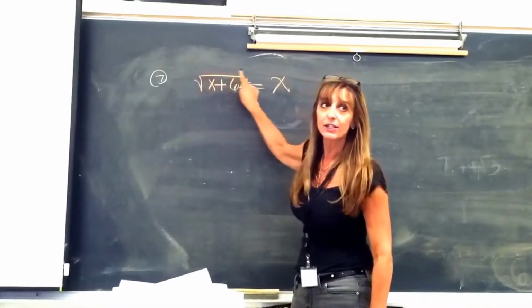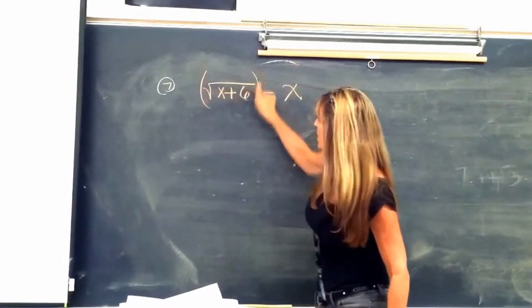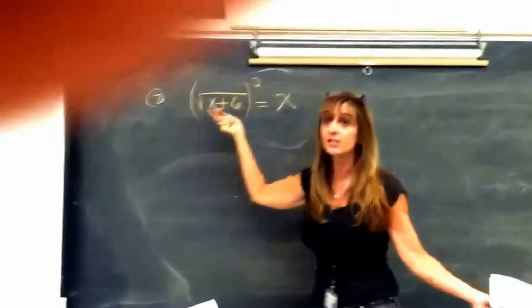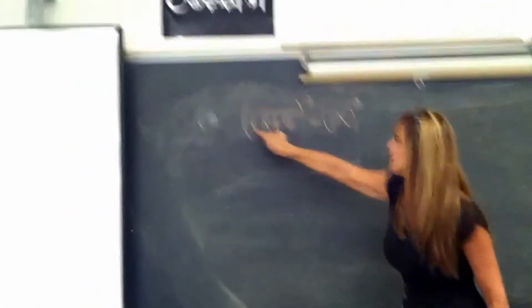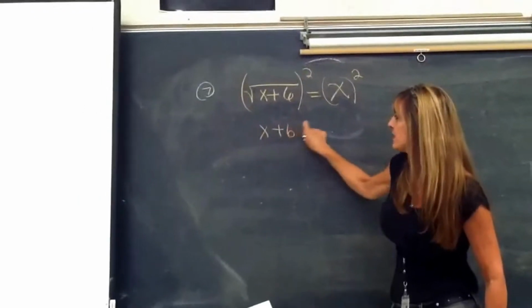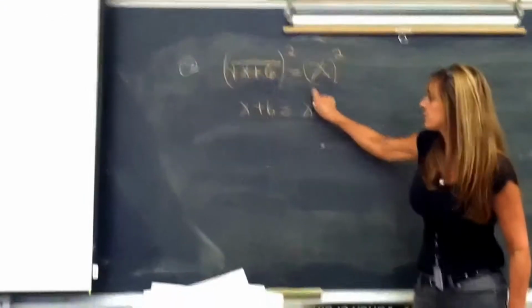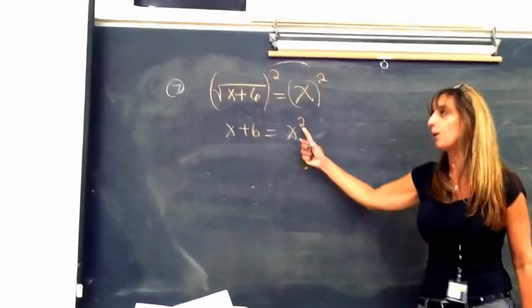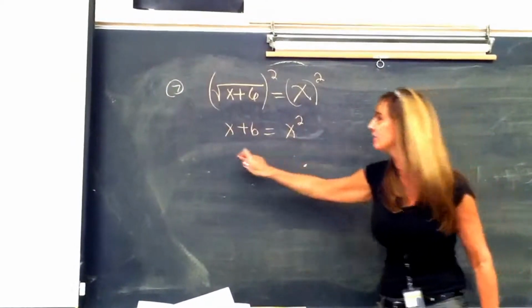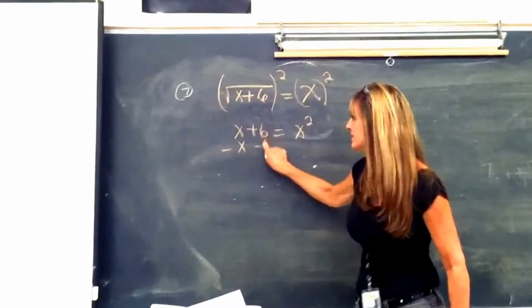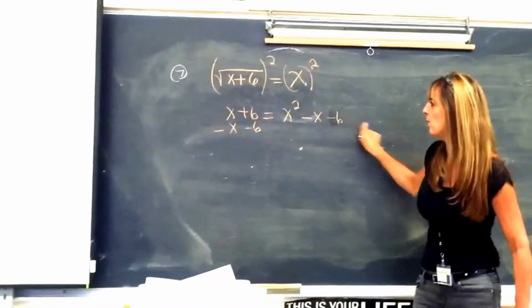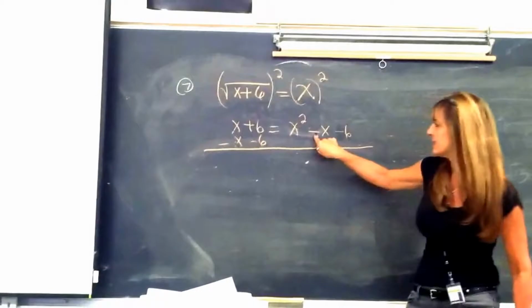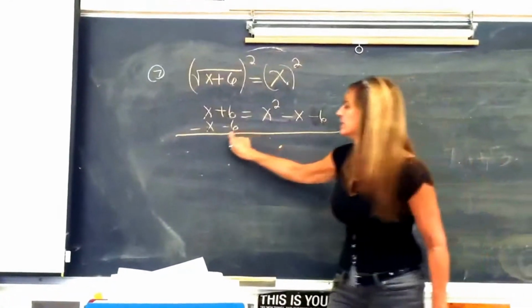Solve for x. This is a radical equation, so I'm going to square both sides. If it's isolated, you just go right to squaring both sides to get rid of the square root. When you square a square root, you're left with x plus 6 and x squared. Now it's a quadratic. We know when it's a quadratic, we have to move everything to one side. That's putting everything into standard form. So I subtracted an x and I subtracted a 6.